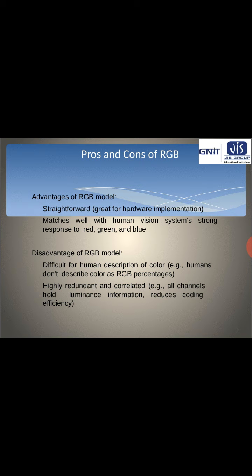If we consider the disadvantages of the RGB model, it is difficult for human descriptions of color. That means humans do not describe color as RGB percentages. It is too difficult. It is also highly redundant and correlated, that means all channels hold illuminance information, which reduces coding efficiency. So these were all the disadvantages for the RGB model. So from this slide we can have an idea about the pros and cons of RGB models.